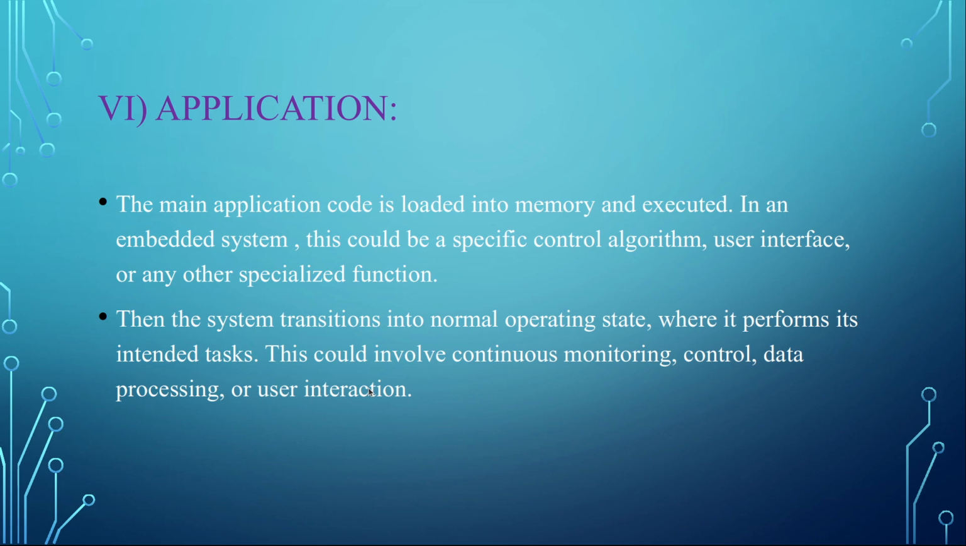Then after that, the system transitions into the normal operating state, where it performs its intended application task. The intended task would be continuous monitoring, control, data processing, or user interaction. Some embedded systems may have an operating system, in which case user interaction may also be present. So this is about the boot flow of general purpose systems and embedded systems.